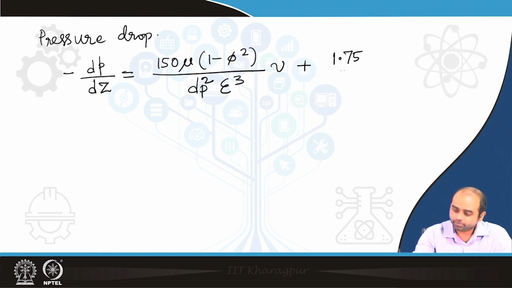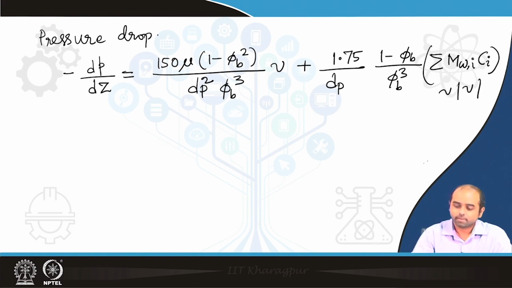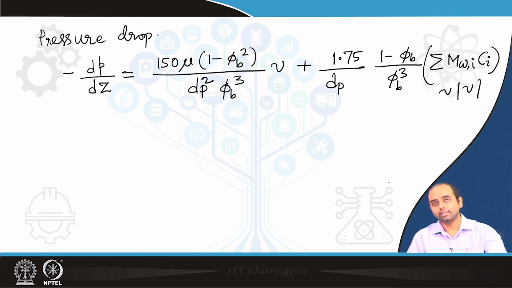So, this is the famous Ergun equation. dP is the particle diameter, which is in this case the adsorbent particles, and this phi is not epsilon, phi is actually phi b, bed porosities, right, and here you have the summation terms. Right. So, this is the Ergun equation through which the pressure drop in the problem is actually related.